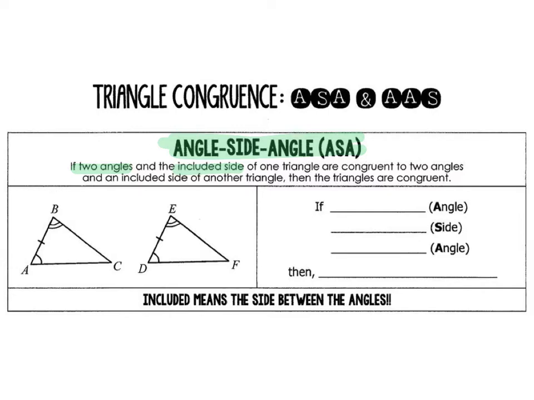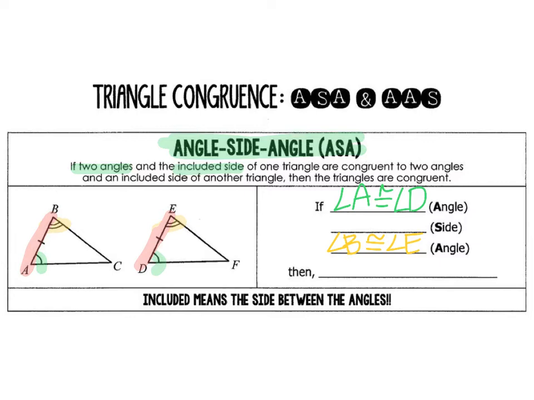So what this means is we have to be able to prove that one angle is congruent to another angle. For example, if angle A is congruent to angle D, and then another angle right next to it, let's say angle B, is congruent to angle E. So we have two angles right next to each other. Obviously, they have to be right next to each other. But then the side we have to prove congruent is the side that lies between them. That would be the included side. So the side between those two angles, the included side, is also congruent.